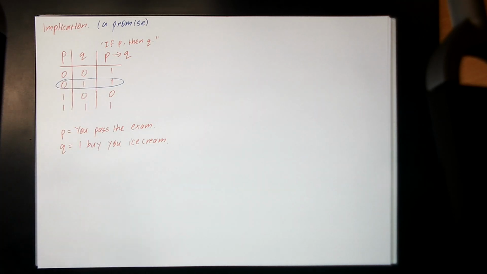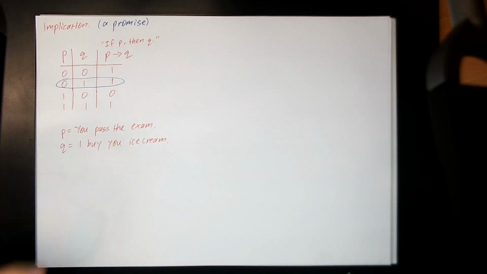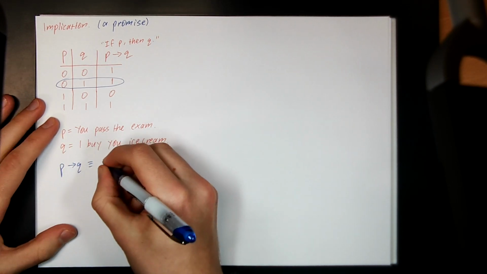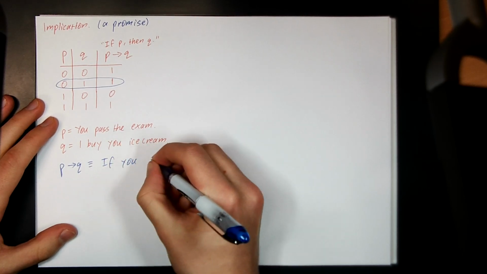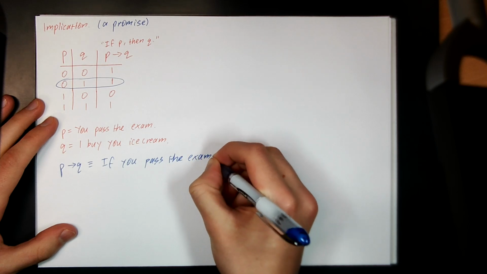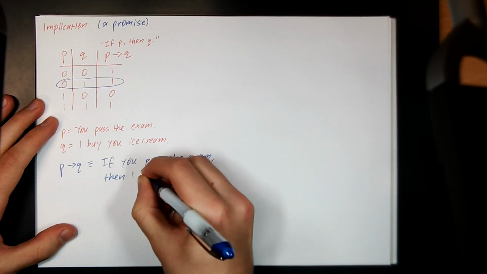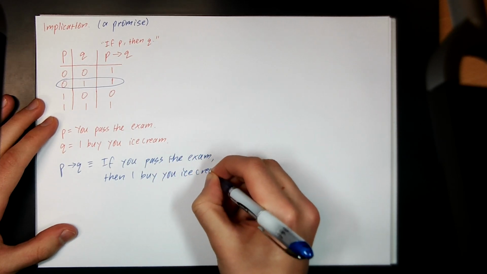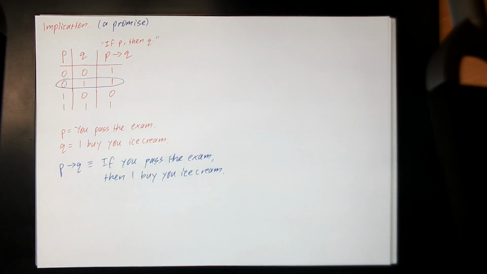So I want to demonstrate why this works by giving you a more concrete example. We'll pretend P is the statement you pass the exam for this course, and Q is the statement I buy you ice cream. That means P implies Q can be thought of as the statement: if you pass the exam, then I will buy you ice cream. Okay? So this is a promise, right? If you pass the exam, then I buy you ice cream.